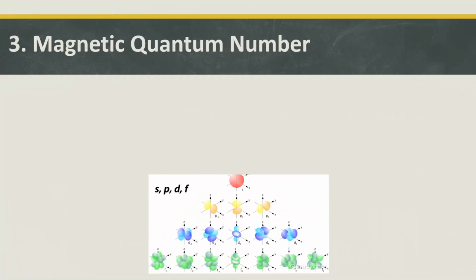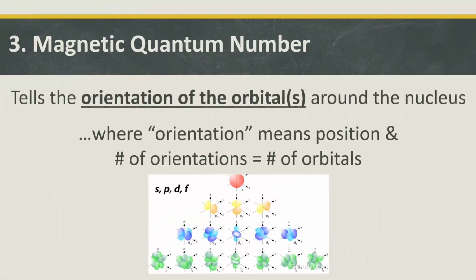The third quantum number is the magnetic quantum number. This describes the orientation or the placement of each orbital around the nucleus. And we're going to take the word orientation, the number of orientations, to also mean the number of orbitals. So the magnetic quantum number tells you the orientation or the position of the orbitals and also the number of the orbitals. This is a little bit hard to fathom on a two-dimensional plane like a picture I'm showing you. So just worry about the numbers. Don't look too far into the actual physical placement.